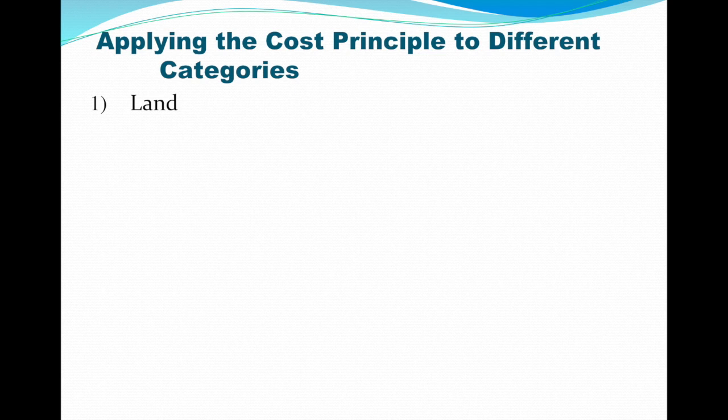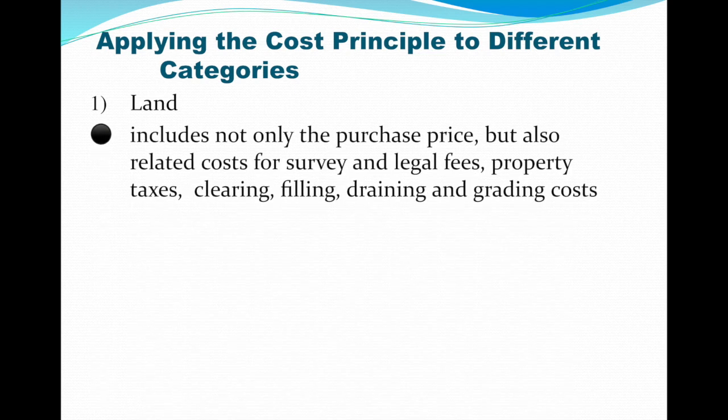Now, in terms of applying the cost principle to different categories, when we look at land, so just getting property in general, this could go anywhere from acquiring farmland to buying a lot, to acquiring a space downtown. It includes not only the purchase price, but also the related costs for land surveillance, legal fees, property taxes, clearing, filling, draining, etc. And when I say surveillance, I don't mean buying a van and pulling up on the other side of the street and watching it for a couple days.